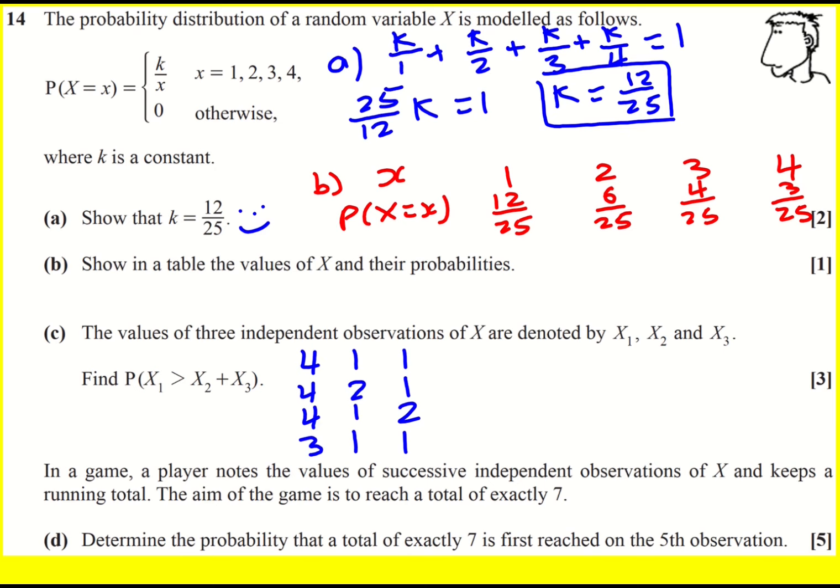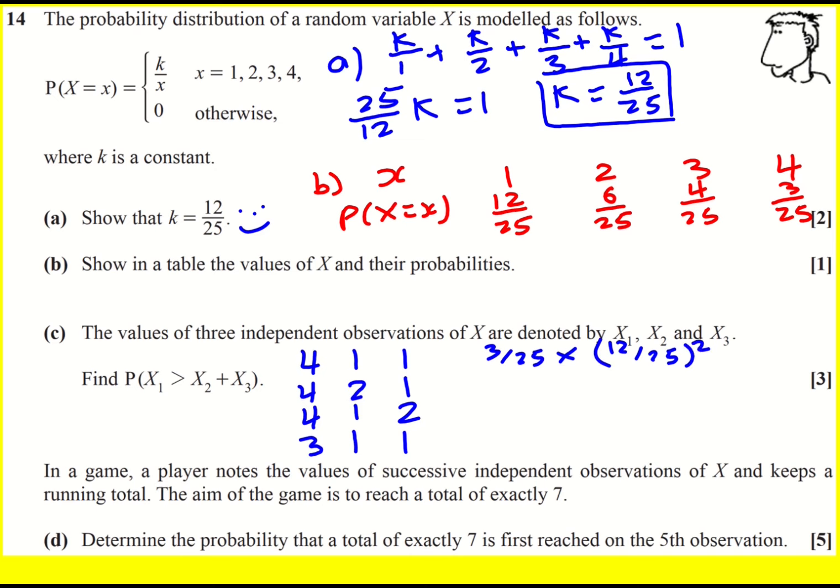So let's work out each of these probabilities. We've got them from the table. So the first one's going to be 3 over 25 times, remember we times them. It's like we're going along a tree diagram. We're going 4, then 1, then 1, times them together. So 3 over 25 times 12 over 25 times 12 over 25. We can just square this one.